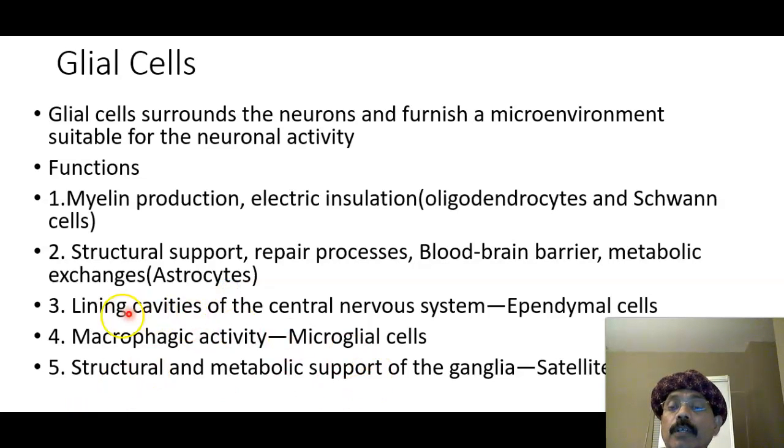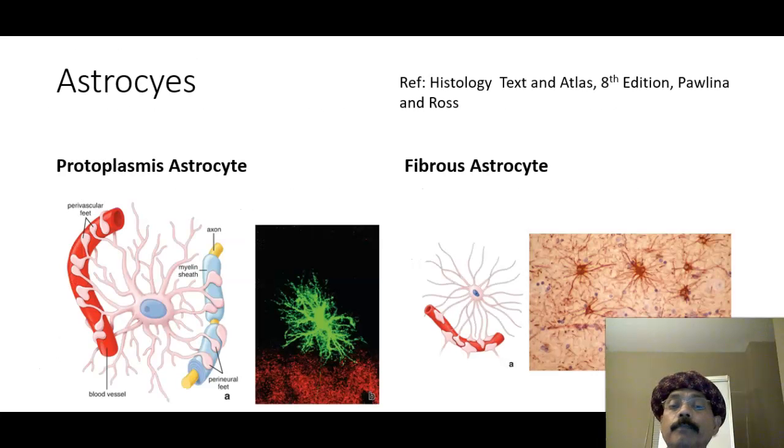Okay. Lining the cavity of the central nervous system is done by the ependymal cell, and macrophage activity by the microglial cell. And we have also some supporting and metabolic supporting cells of the ganglia in the peripheral nervous system. So peripheral ganglia are supported by the satellite cell. They work like the neuroglia for the peripheral ganglia.